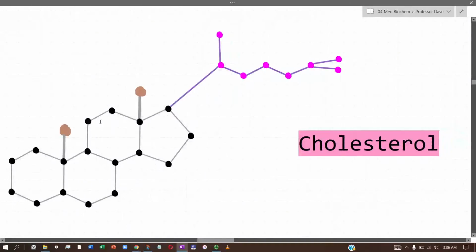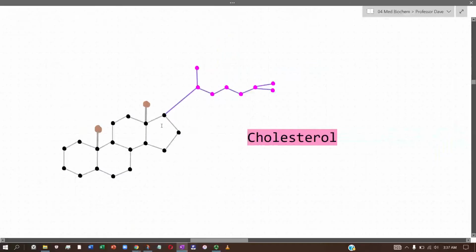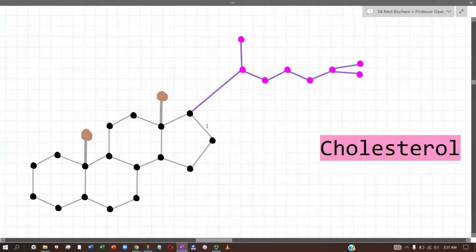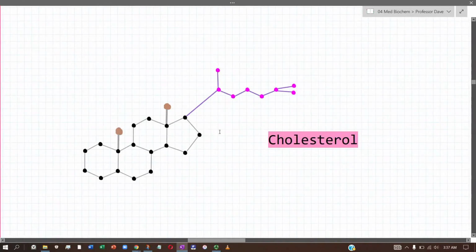Furthermore, cholesterol seems to be a very important type of lipid. So here I've highlighted what cholesterol looks like.